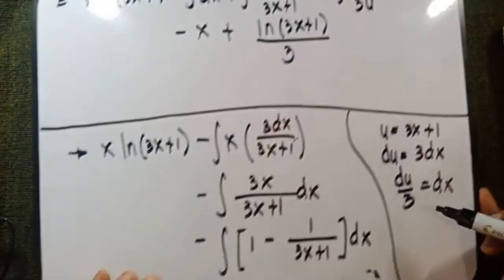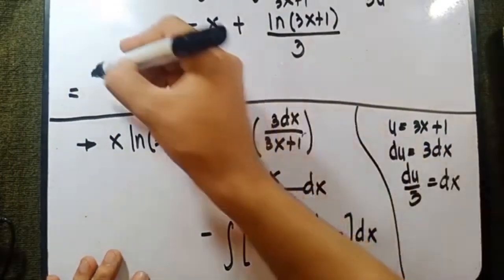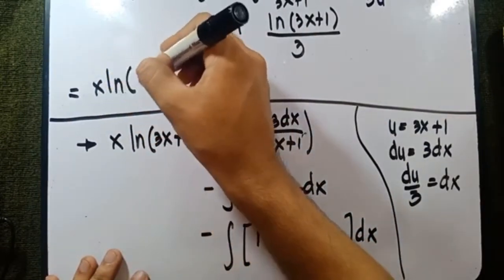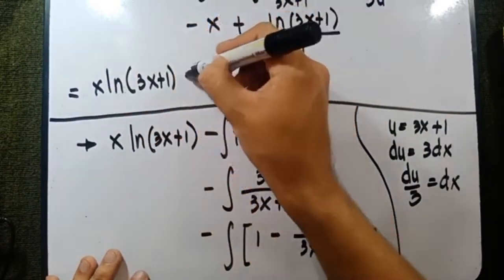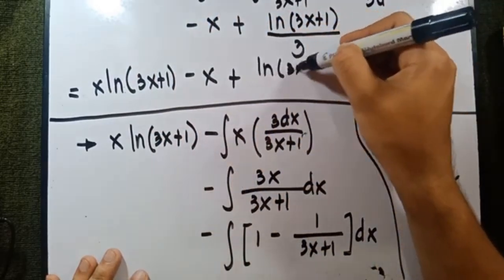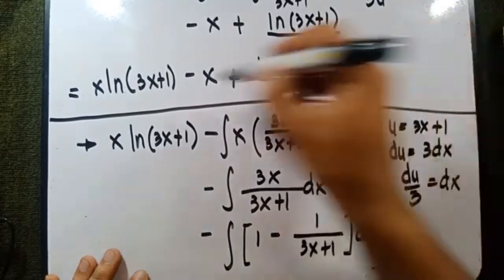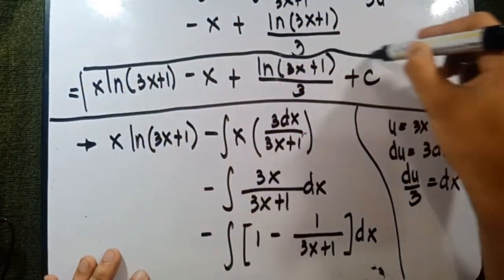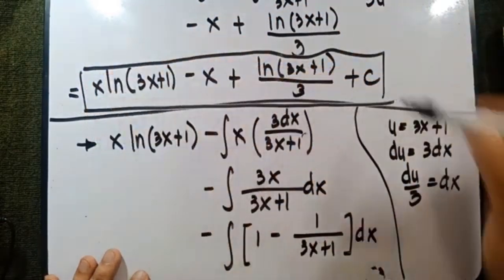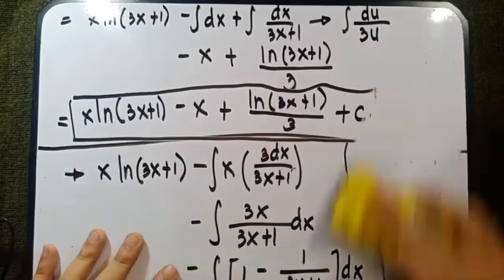So meaning, if we write our whole expression, that would be x ln(3x + 1) minus x plus ln(3x + 1) all over 3. Of course, plus C. And that is our final answer. That's all, my friends. Wow, so easy. Easy for you, my friends. Okay, another example, number 3.